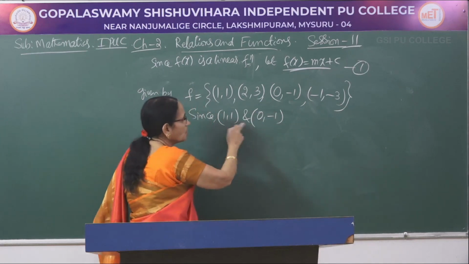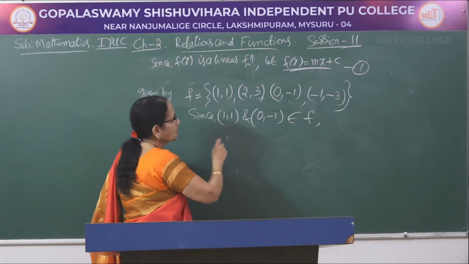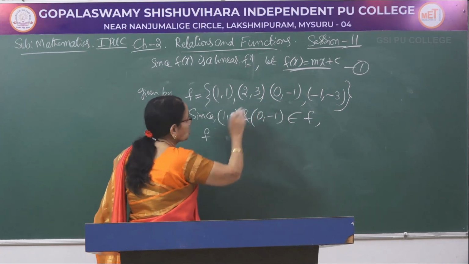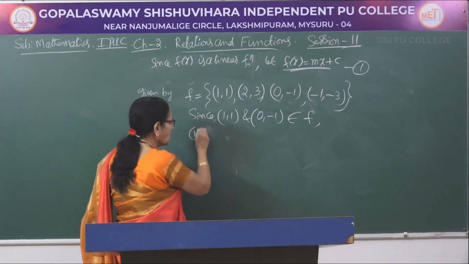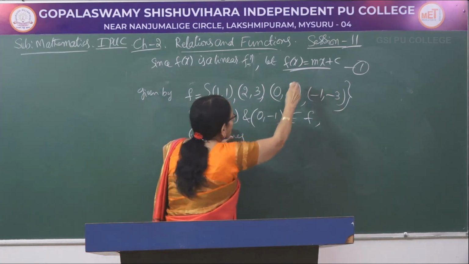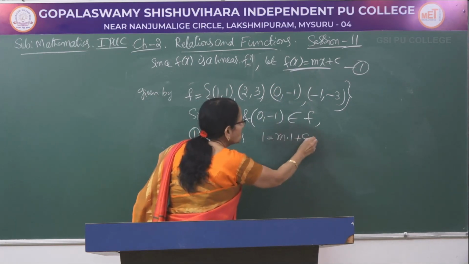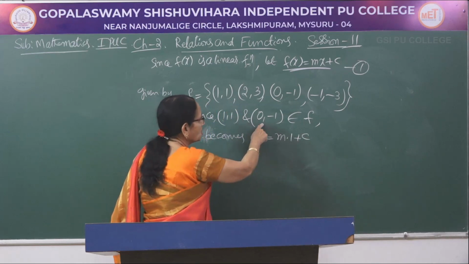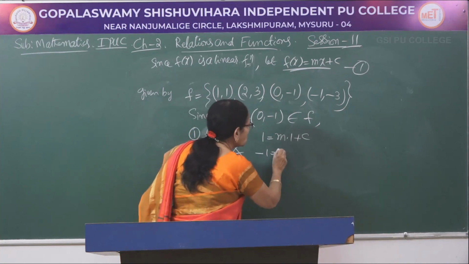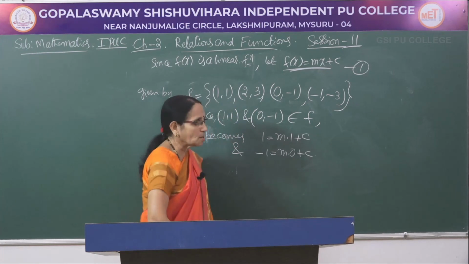Since 1 comma 1 and 0 comma minus 1 belong to f, we can substitute there. When you substitute, put x equal to 1 here, f of x would be 1. So, 1 would be equal to m into 1 plus c. And using this one, minus 1 would be equal to m into 0 plus c. So, these are the 2 equations I am getting.